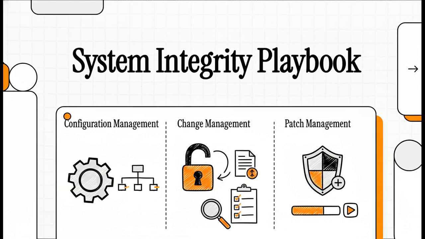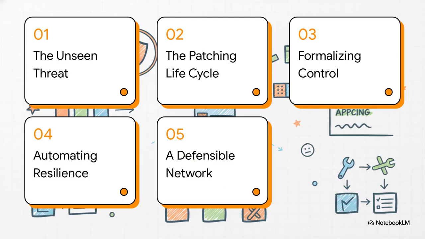So today, we're going to build the playbook for winning that battle through some really solid configuration, change, and patch management. First, we're going to unpack the unique threats that K-12 environments are up against. Then we'll walk through the disciplined life cycle of patching. After that, we'll see how to formalize change control to keep chaos at bay, and we'll look at the tools that make all of this actually sustainable. And finally, we'll see the big payoff, a network you can truly defend.